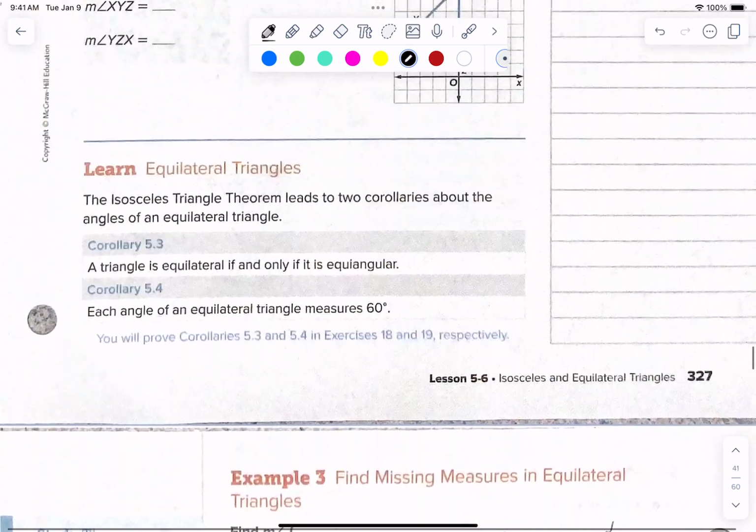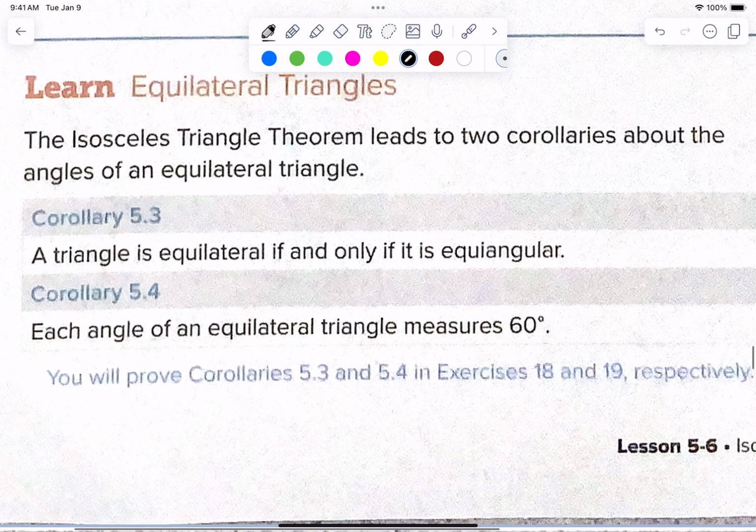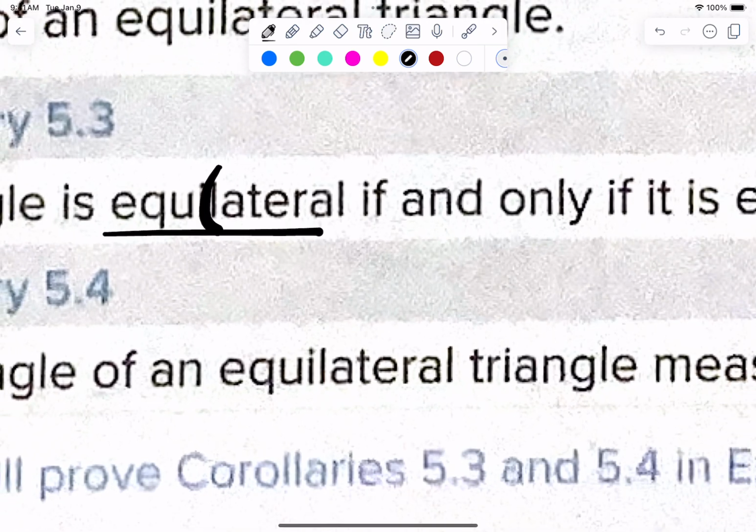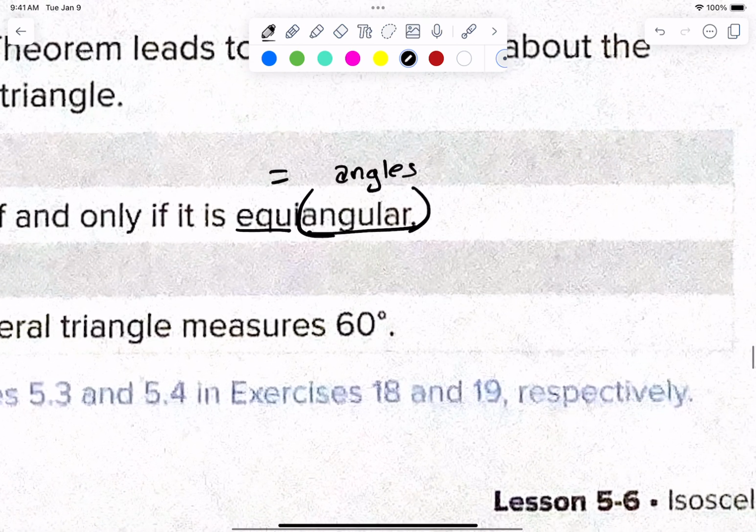Two more problems. Okay. At the bottom of that same page, it talks about equilateral triangles, and I'm just going to identify this. We've already said this. If a triangle is equilateral, the word lateral means sides. So equal sides, equilateral, equal sides. That's what equilateral means. It is equilateral if and only if it is equiangular. Angular means angles. Equal means equal. So if it has equal sides, it also has equal angles.